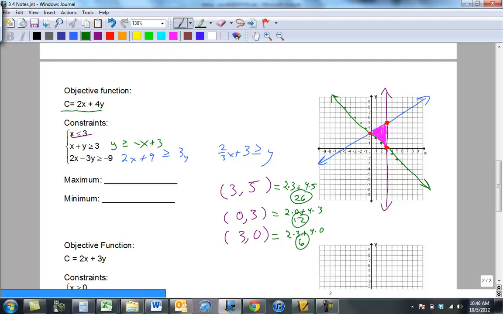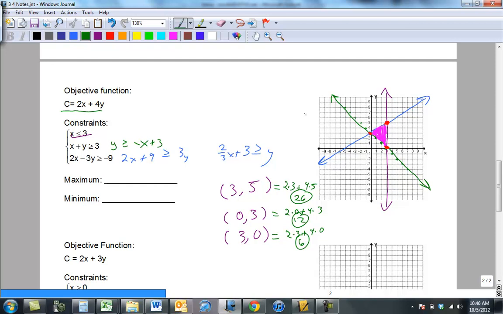Now let me explain this. This purple area, you are allowed to plug any one of these values into the objective function. This is our feasible region. This is the region that we're interested in. The only thing is, your maximum and your minimum values are only going to occur at the vertices. These vertices are going to maximize this function, and these vertices are going to minimize this function.